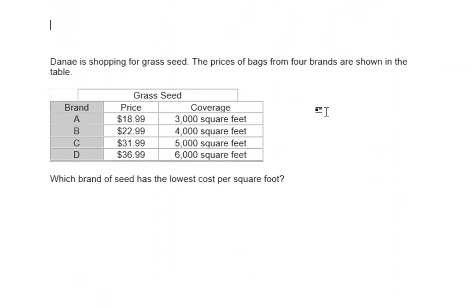Another example here would be this chart, which is showing us the price for a certain amount of area that a grass seed will cover. So you have 4 different brands, and each brand covers a different amount of square feet for a different price. So here we want to see which one has the lowest cost per square foot. Cost is the price. This is the cost.